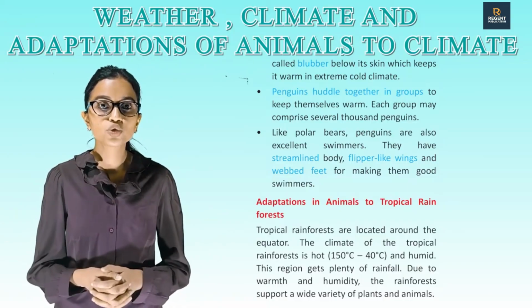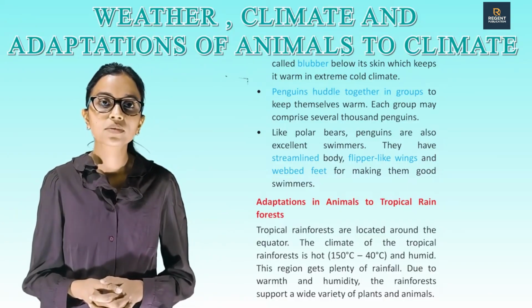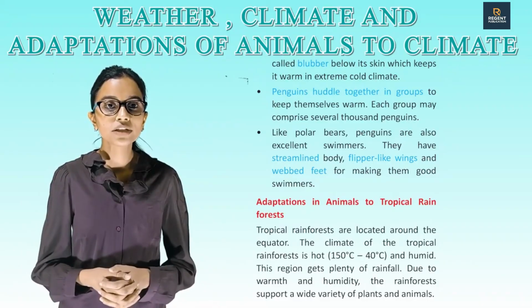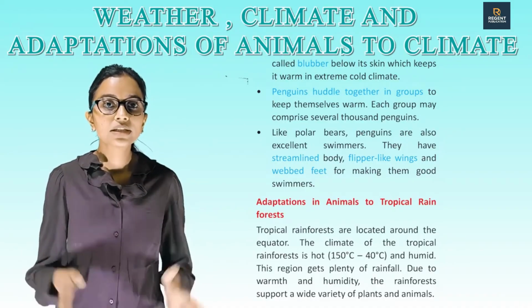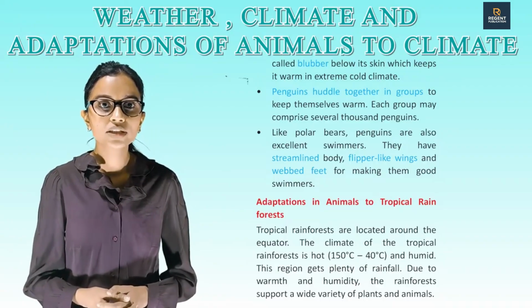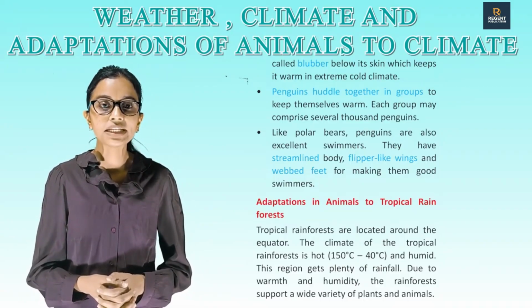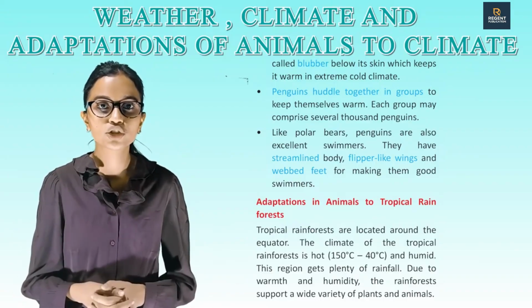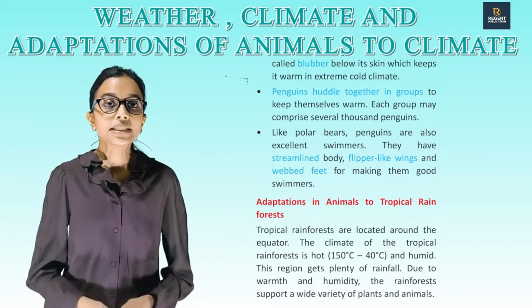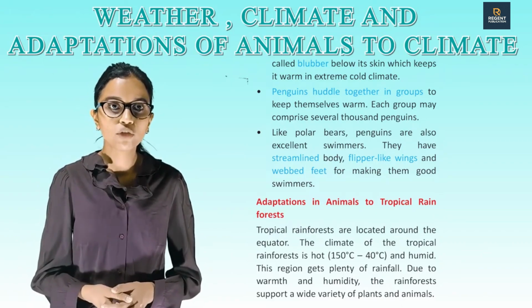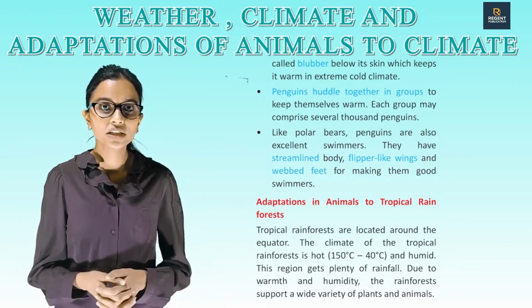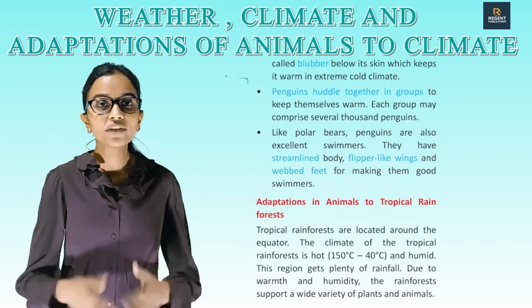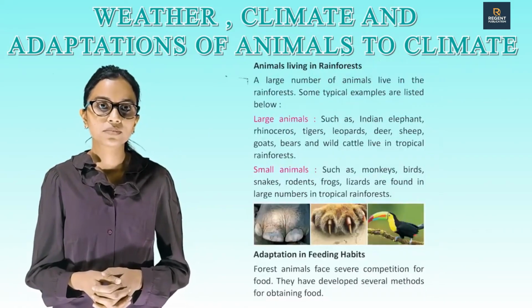Adaptation in animals to tropical rainforests. Tropical rainforests are located around the equator. The climate of the tropical rainforest is hot, 15 degrees Celsius to 40 degrees Celsius, and humid. This region gets plenty of rainfall. Due to warmth and humidity, the rainforest supports a wide variety of plants and animals.